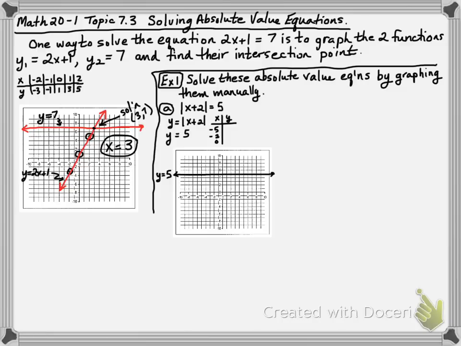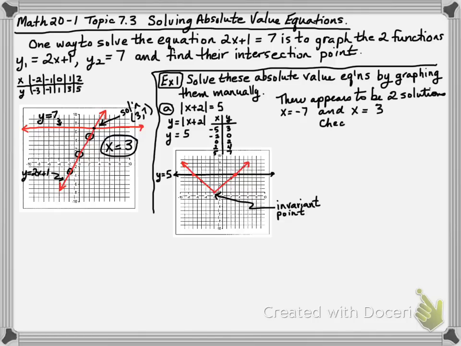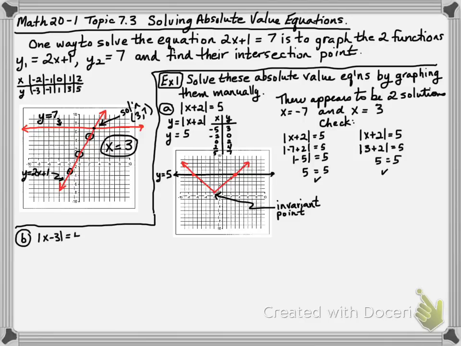So if I figured out what they're supposed to be, if x is negative 5, I'm going to get 3. Negative 2 gives 0, and 0 gives 2, 2 gives 4, 5 gives 7, and I can draw those lines through there. As I said, that's the invariant point, and there appear to be two solutions, x equals negative 7, and x equals positive 3. If we checked and substituted back into our original equation, you'd find that 5 is equal to 5 for negative 7, so that works. And we're going to find that 5 is equal to 5 for the right side. So that works.